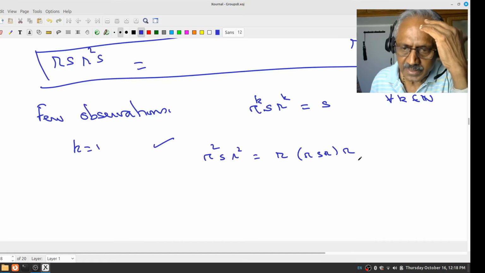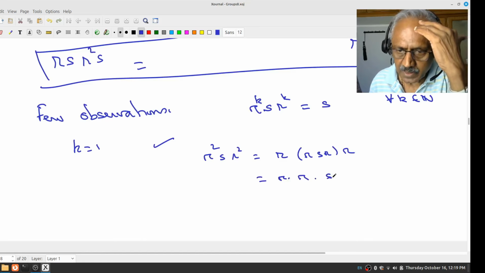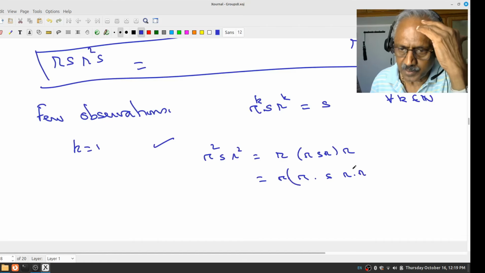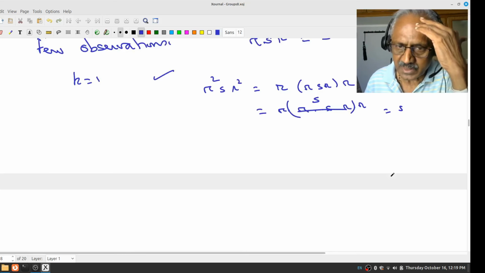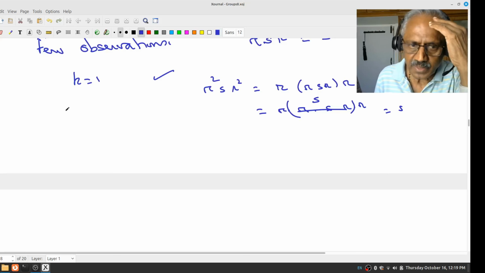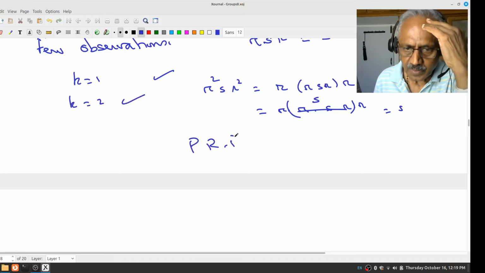R squared S, I can write R times R times S times R times R. I am grouping them together. But RSR is S. Therefore I got the result. You understand that? So for k equal to 2, it is correct. Pause, review, proceed.